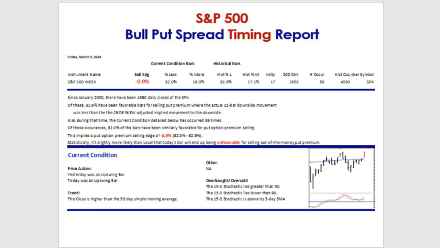So, with that in mind, that's our benchmark that we want to try and beat. We've had the 89 times that this market condition has occurred. Now, of those 89 occurrences, 82% of the bars have been similarly favorable for put premium selling. So that's the selling edge. It's right in there. It's not even off by even 1%.